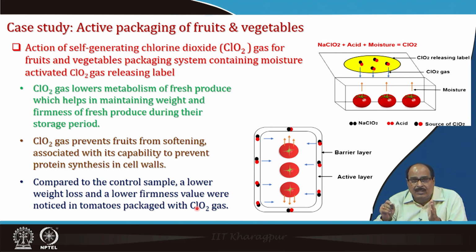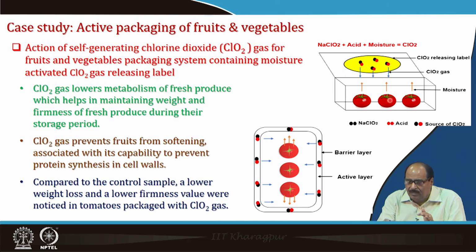So, ClO2 gas prevents fruits from softening, associated with its capability to prevent protein synthesis in cell walls. Compared to the control sample, a lower weight loss and a lower firmness loss were noticed in tomatoes packaged in chlorine dioxide gas. So, here you see these are the NaClO2 indicators, acids, and sources of ClO2. So, NaClO2 plus acid plus moisture, all these three give ClO2 gas. So, this is the ClO2 releasing label.